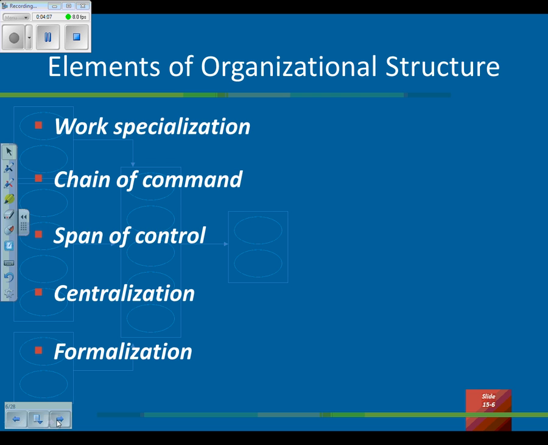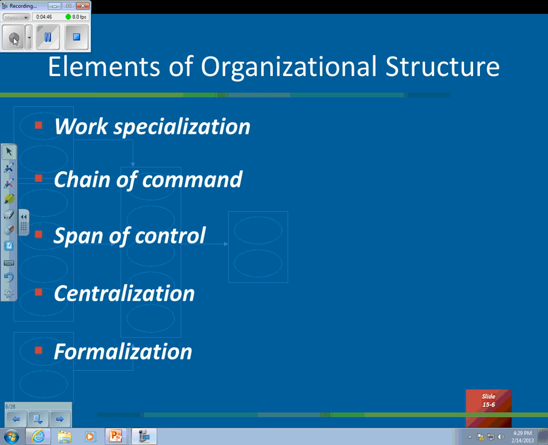Another factor that's important in organizational structure is centralization. We describe an organization as being centralized or decentralized. Centralization simply says where decisions are made in the organization. If you say an organization is centralized, then that means managers at the top of the organizational chart are making the decisions. If it's decentralized, managers at the bottom of the organization can make decisions, and anywhere in between.